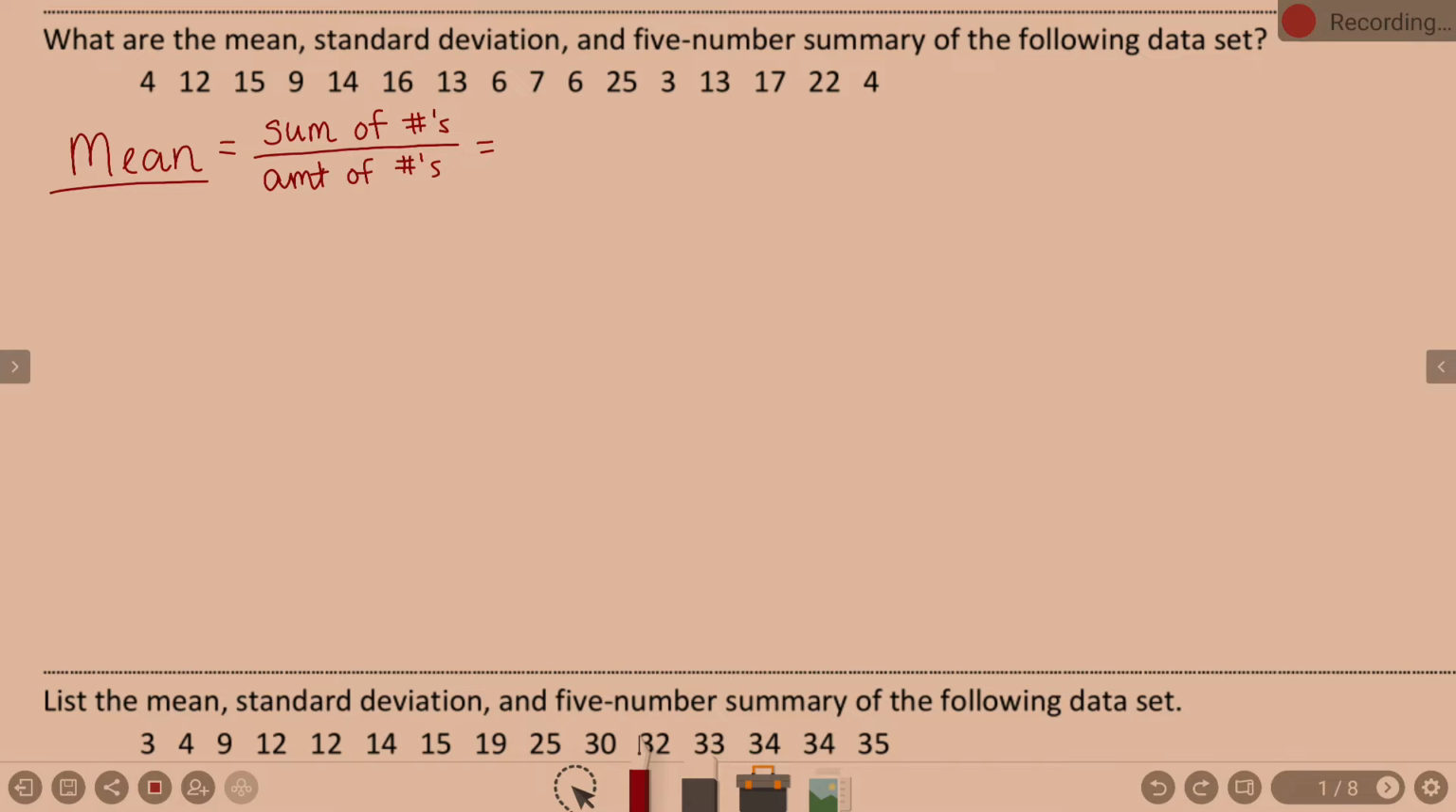There's a lot of numbers here. There are. It's a lot of adding. Do you want it rounded to the whole number, or do you want the decimal? I'm taking the whole decimal.